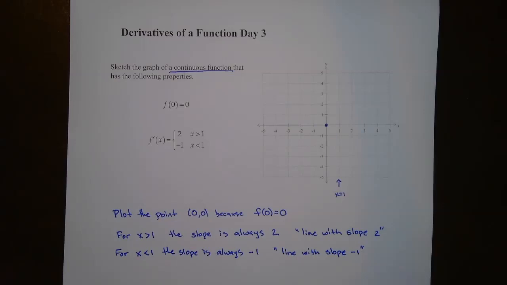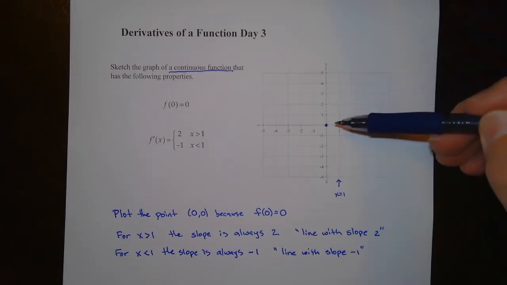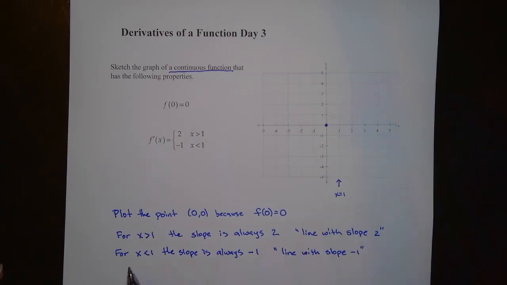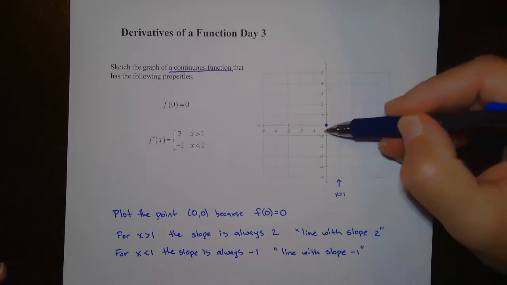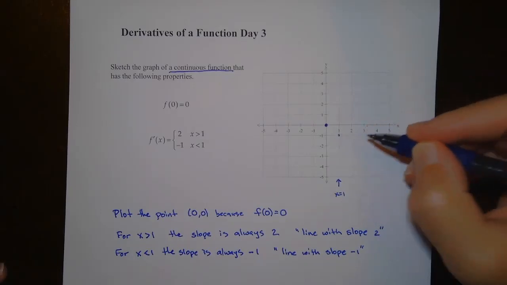Now, which side of 1 do I start at? Now, I can't just draw this anywhere. And what's the giveaway is that this point is to the left of 1. And what do I know? For all x less than 1, okay, so that means to the left of 1, the slope is always going to be negative 1. So from right here, what we could do is we could draw a line through that point that would have a slope of negative 1. So we could go down and to the right, and that would put me right there. And that would put me right at 1.